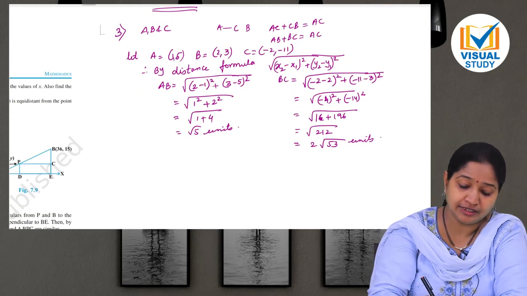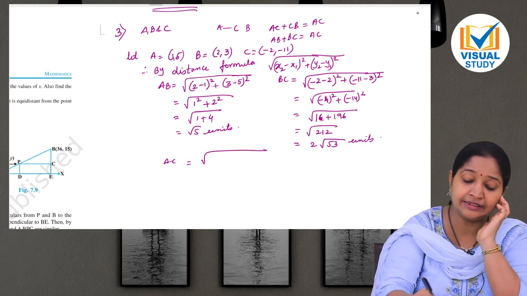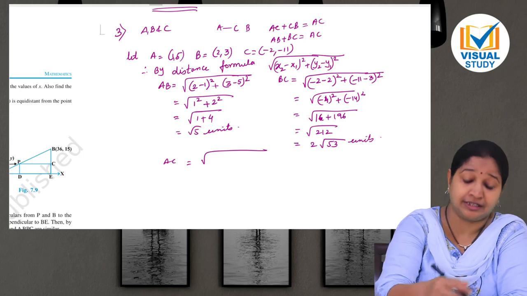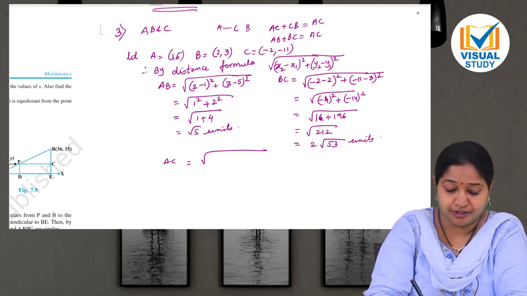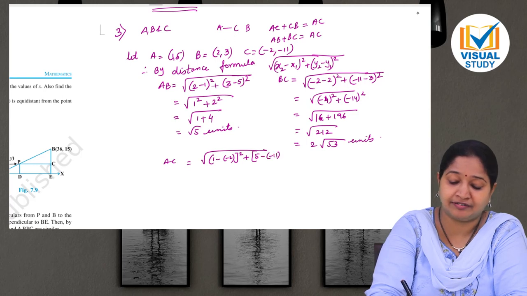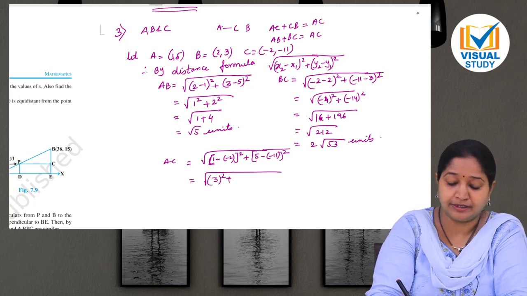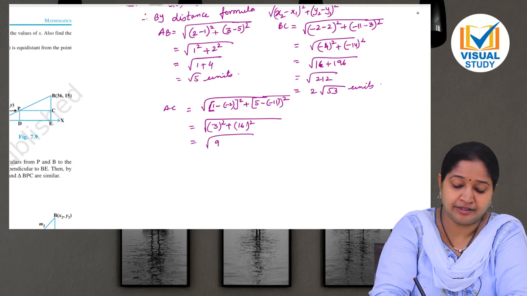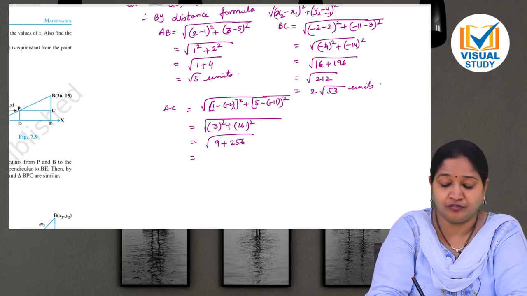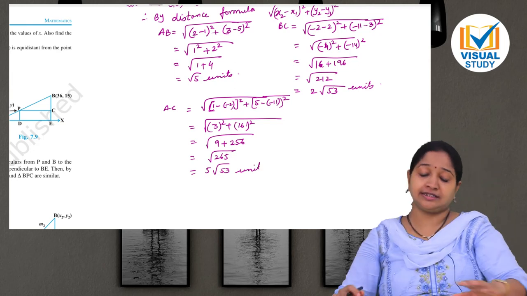Now what we have to find out is AC. We finished AB, we have done BC, now just see AC. I will write x1 minus x2; we will see whether our answer is correct or not. 1 minus of minus 2 whole square plus 5 minus of minus 11 whole square. What do you get? 1 minus of minus 2 is 3. So 3 square plus 16 square. You get 9 plus 256, and that is 265. And that is √265 units. Your answer is the same.